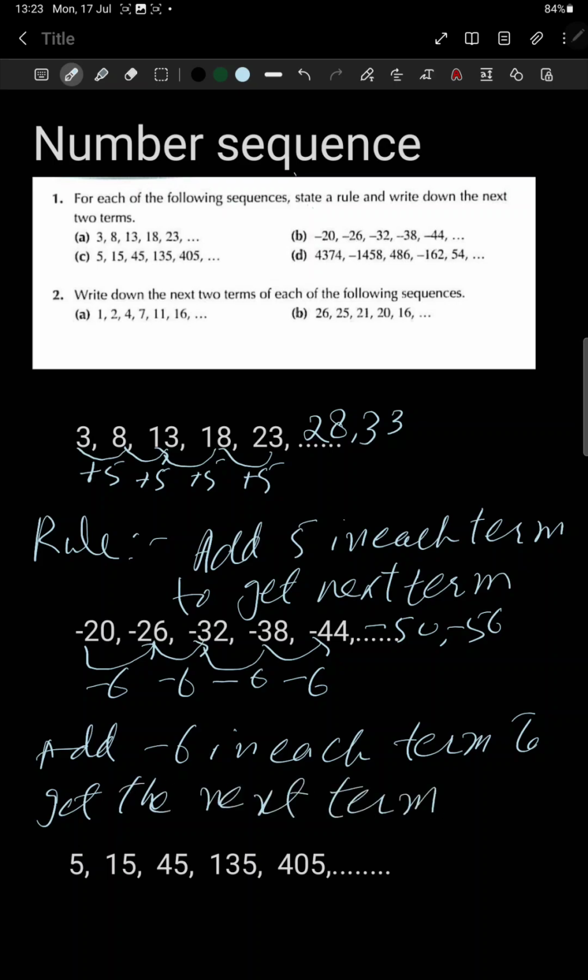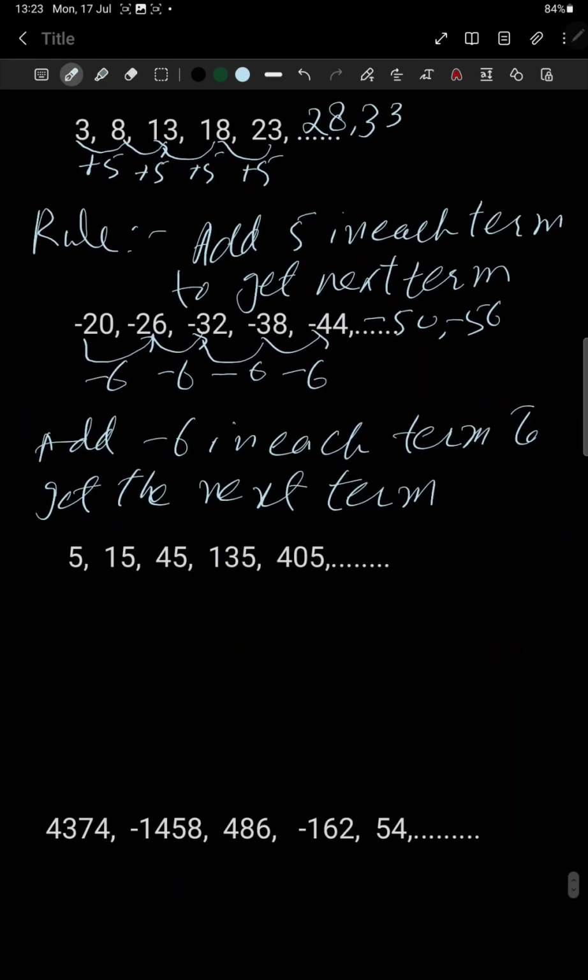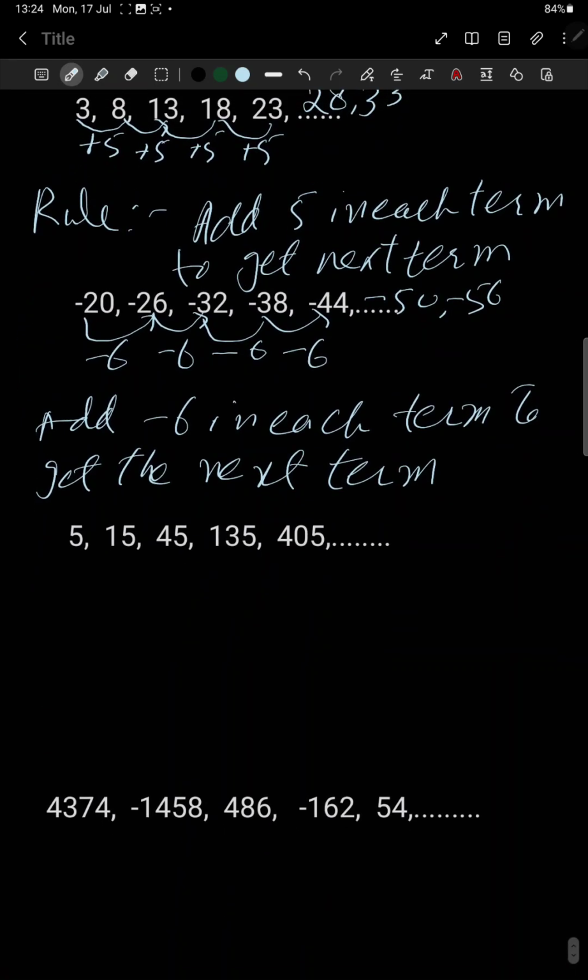Like this. Now for instance, the next one, we will check. We can see here the difference between 5 and 15 is 10. Between 15 and 45 the difference is 30, and the difference here is increasing. The difference is not the same. So we will check another rule.